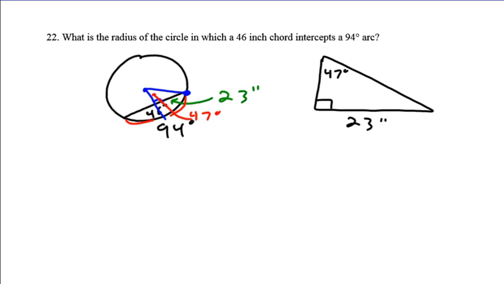So I can do that. We're being asked for the radius. The radius here is the hypotenuse of this triangle, which means this is a very basic trig question with a little bit of circle knowledge thrown in there. From the 47 degrees, we have the opposite. We would like to know the hypotenuse, but we're going to use sine.